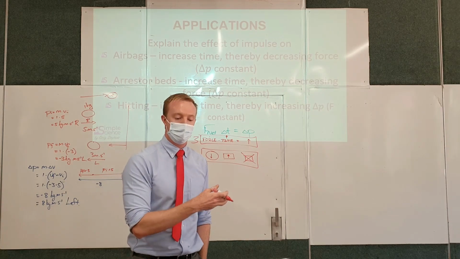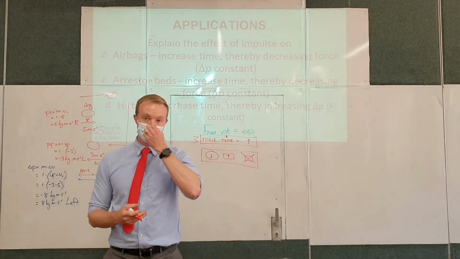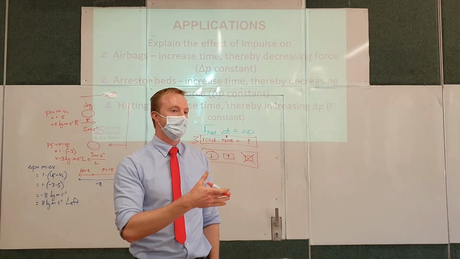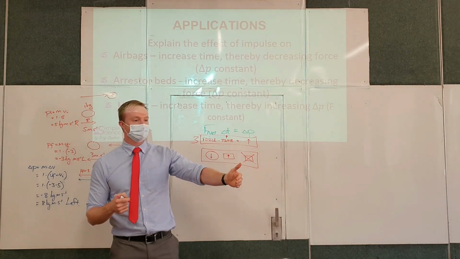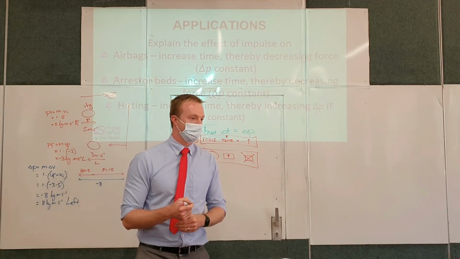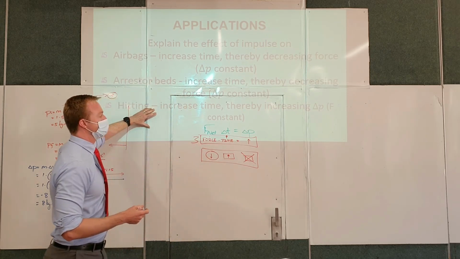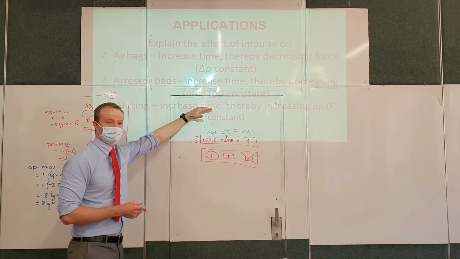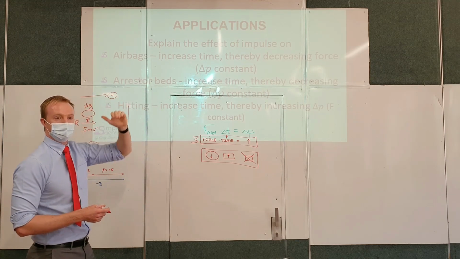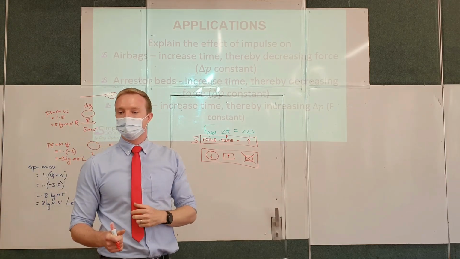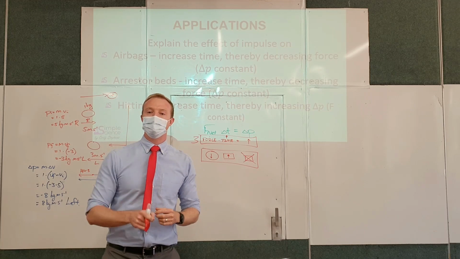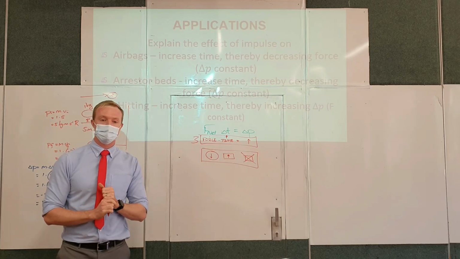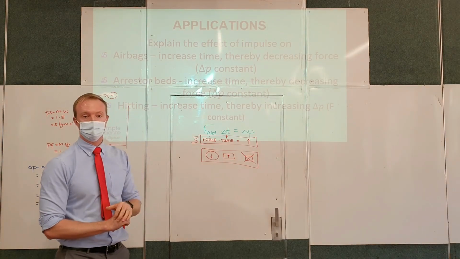Okay? Same reason why when a truck's brakes fail, we don't just build a wall next to the road. Okay? That would also slow the truck down if it just drove straight into the wall. But if you give the truck more time over which to slow down, a smaller force is required. Okay, so that's the difference between these two examples. When you're hitting or kicking something, you can increase the time, thereby change the change in momentum. When it's airbags or arrestor beds, because the change in momentum is fixed, you can, by increasing the time, decrease the force and hopefully save yourself or someone else. Right, so those are our applications for airbags, arrestor beds, and hitting.